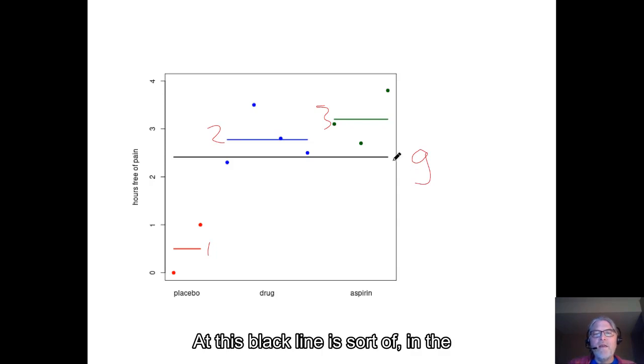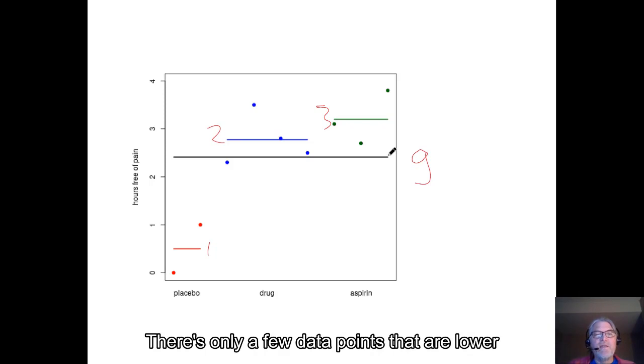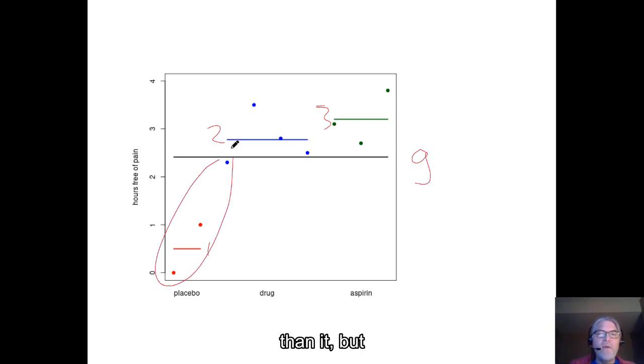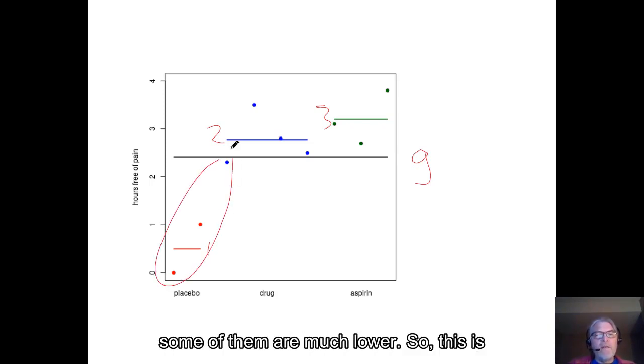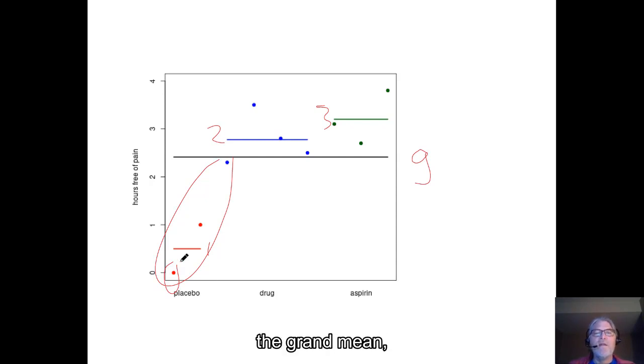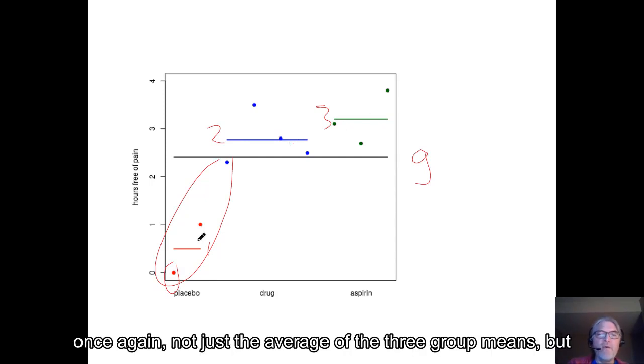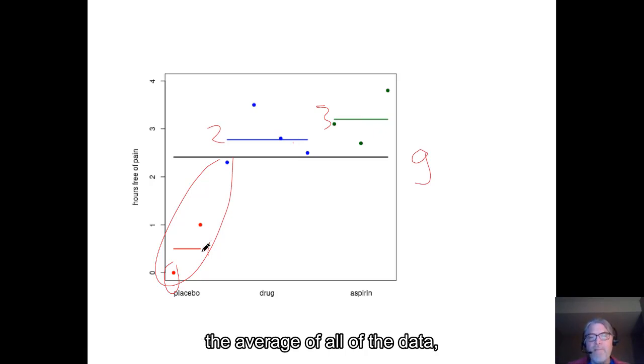But we can see that this black line is sort of in the middle of all the data points in some sense. There's only a few data points that are lower than it, but some of them are much lower. So this is the grand mean. Once again, not just the average of the 3 group means, but the average of all of the data.